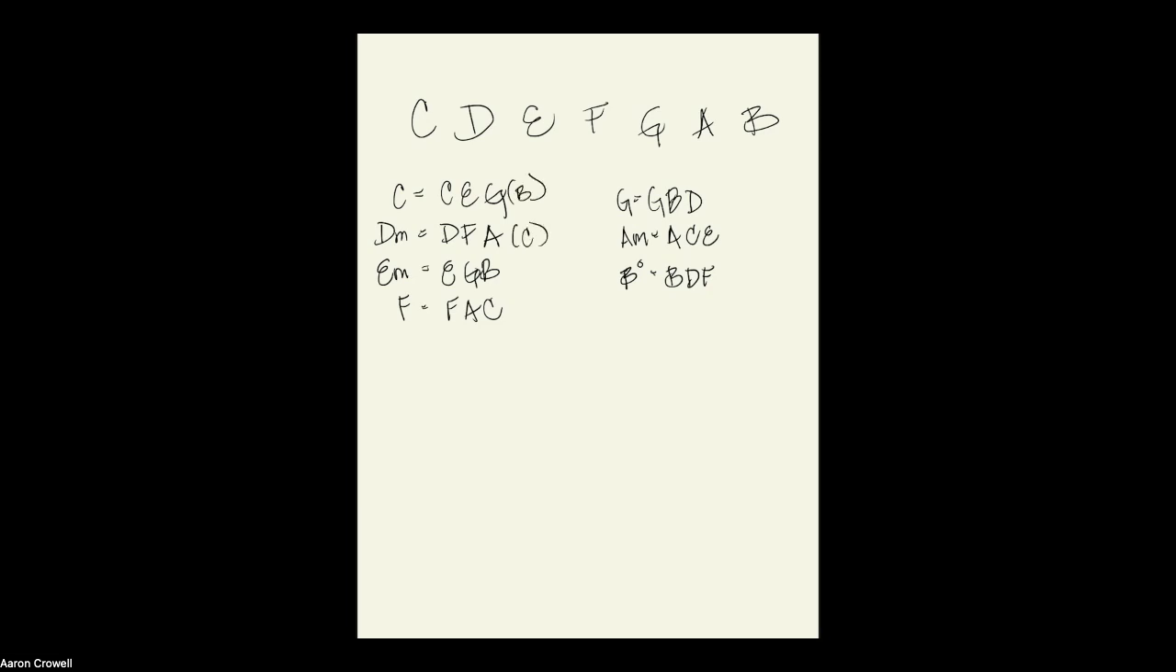C, D, E, F, G, and A. Okay, now what that's going to do is this creates our new chord. So in this case, C delta, right, or C major 7.